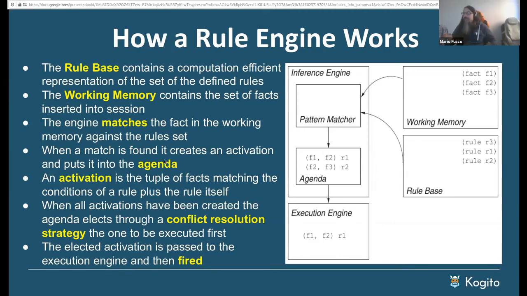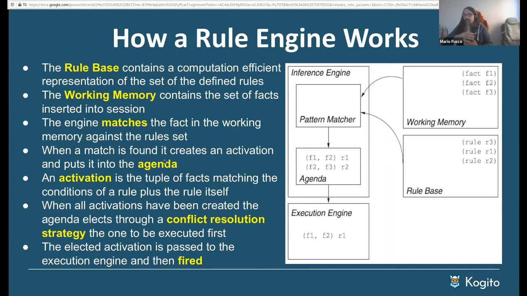What happens is that the core of the engine is the pattern matching engine that puts these two things together in an efficient way. It tries to find matches between a specific rule and a specific set of facts. And when it finds one, it creates what we call an activation. An activation is a tuple made by the set of facts that activated that rule, that made the conditions of the rule true, together with the rule itself. So the pattern matching engine creates a list of these activations.